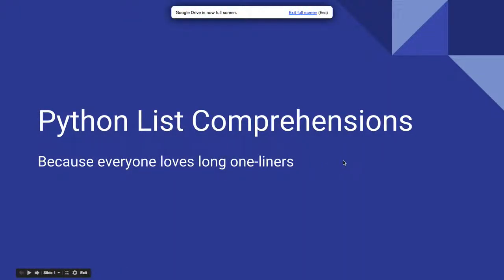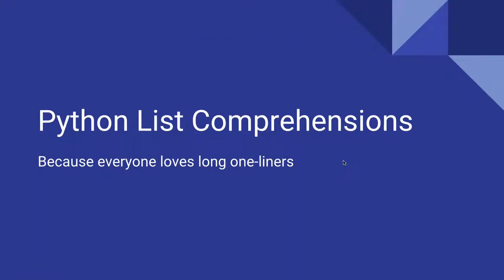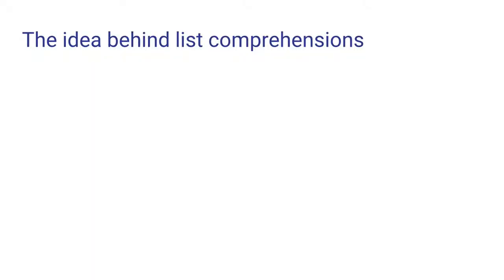My topic that I chose is on list comprehensions in Python. List comprehensions were introduced in Python 2.0. They're syntactic sugar to create lists of elements in a more succinct way than using for loops. So the idea behind list comprehensions stems from math.